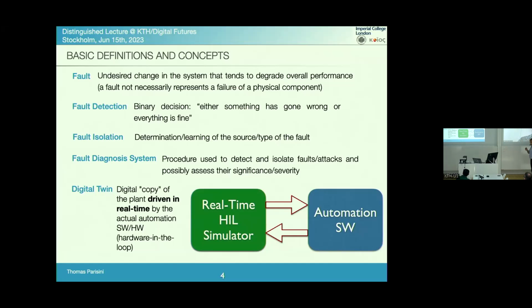And for what we are concerned with, we typically do not need, most of the time, this simulator to be very accurate from a mathematical point of view.